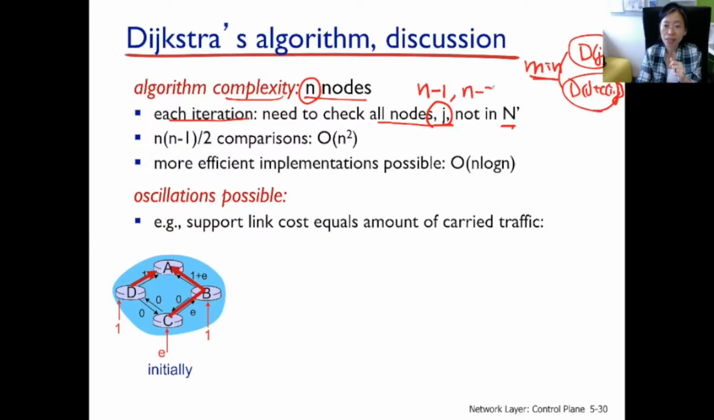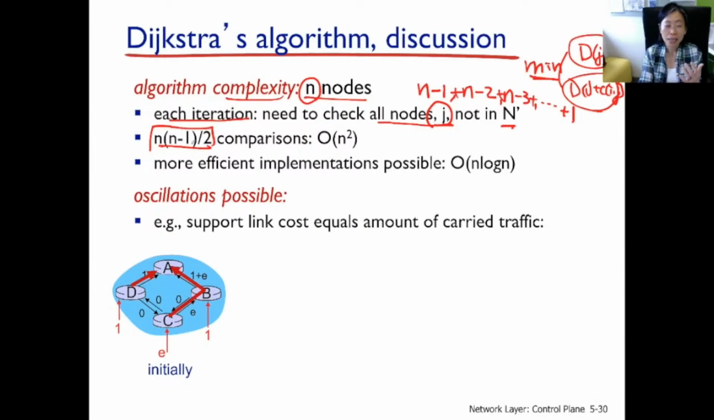Second iteration, how many? Because there's one more node being included into N prime, the number of j in the second iteration is only n minus 2. Third iteration, and we can go on until the second last iteration, we have only one node remaining connecting to the new node being added to the N prime. In the last iteration, the second step is not going to be called because there's no j remaining. So if we add all these together, this is the number of comparisons.